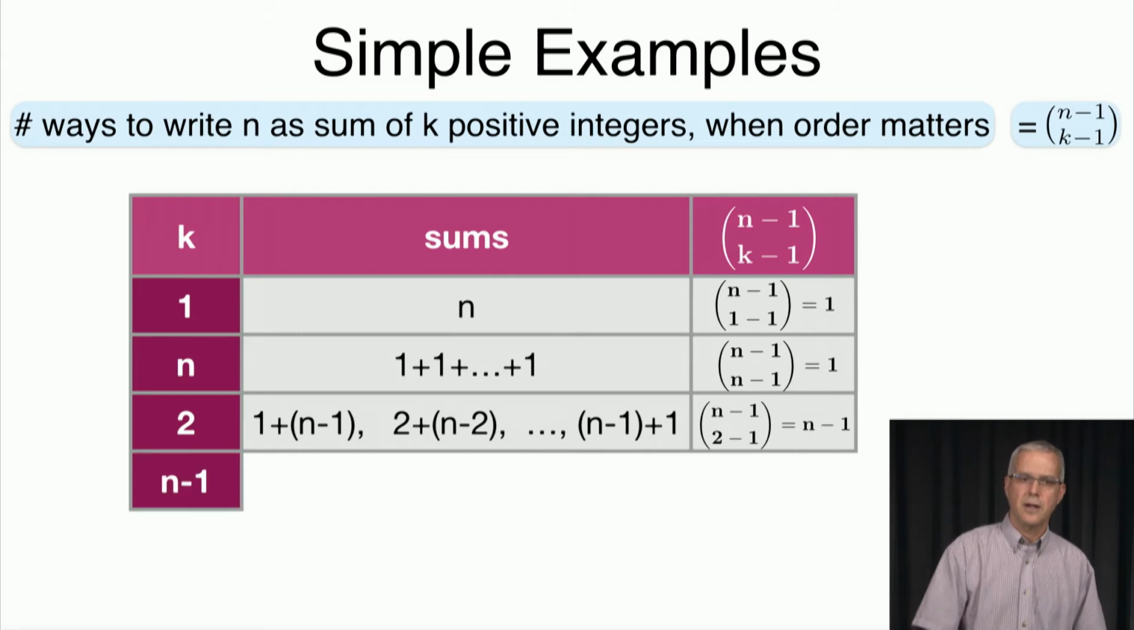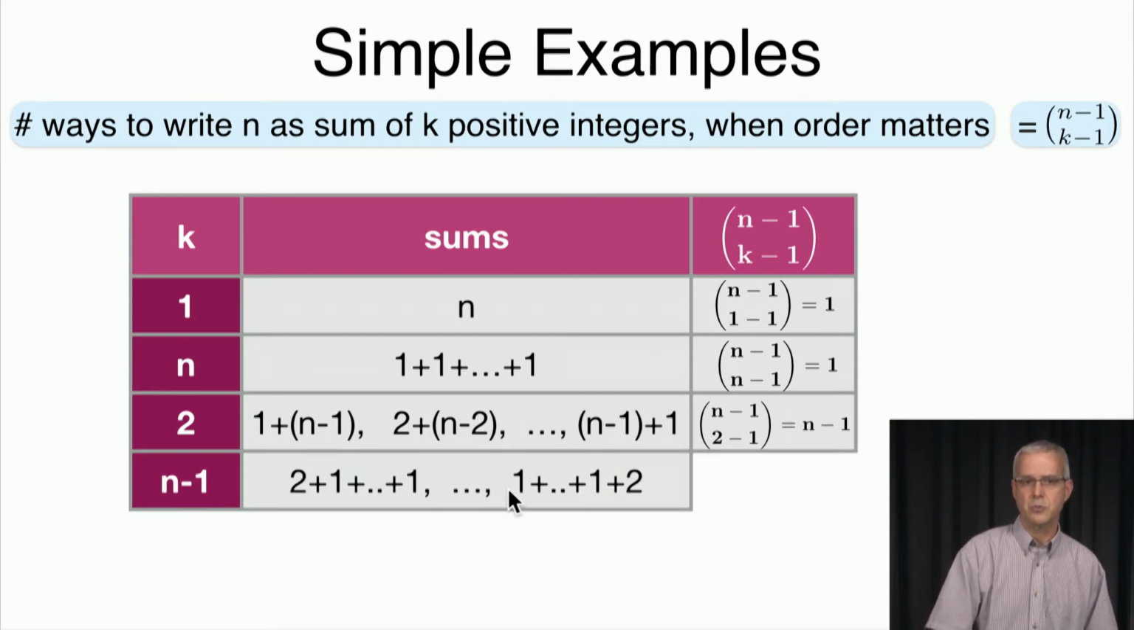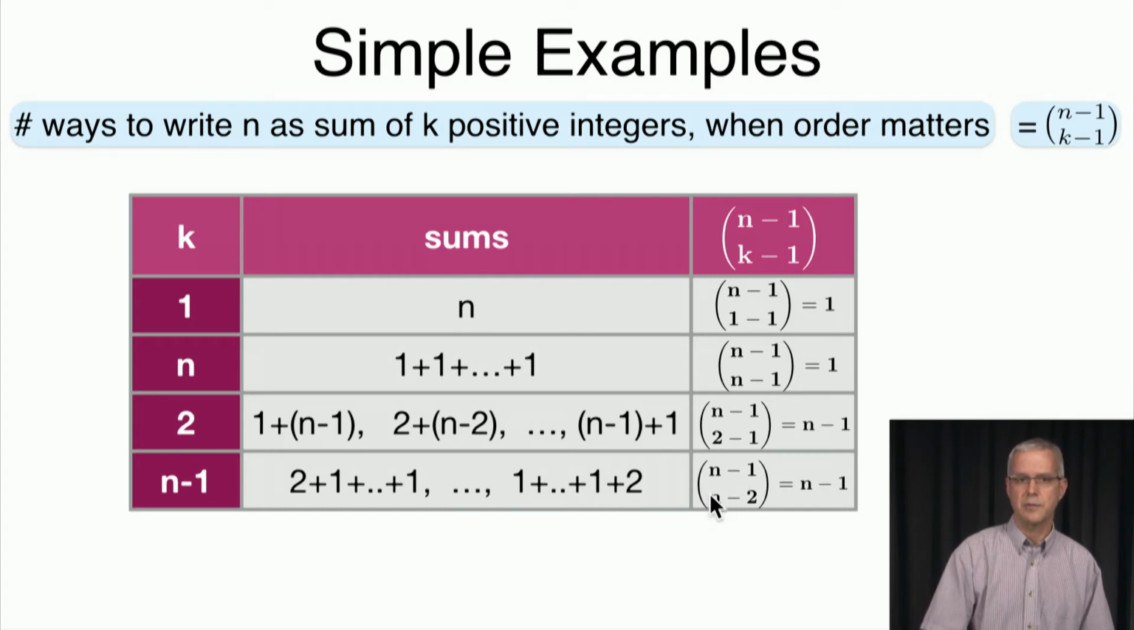And last example, if we want to write n as a sum of n minus 1 terms, then we'll have n minus 1 terms. One of them will be 2, and the remaining n minus 2 will be 1. So the 2 can appear at the beginning, the second location, or the last location, and that's n minus 1 ways of doing it, right? Because we have n minus 1 terms, so there are n minus 1 places for the 2. And if we check, n minus 1 choose n minus 1 minus 1 is n minus 1 choose n minus 2, which is the same as n minus 1 choose 1, which is n minus 1 again. So in all those cases, this formula gave us what we expected.